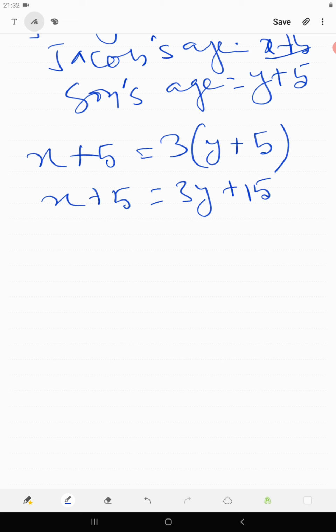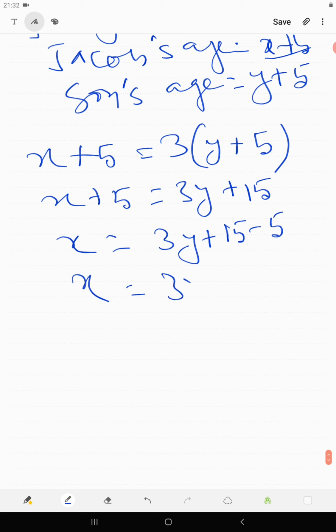Okay. So what we are getting? x equals 3y plus 15 minus 5. The 5 I am taking to the right hand side, so it is becoming minus. So x equals 3y plus 10. This is our equation 1.